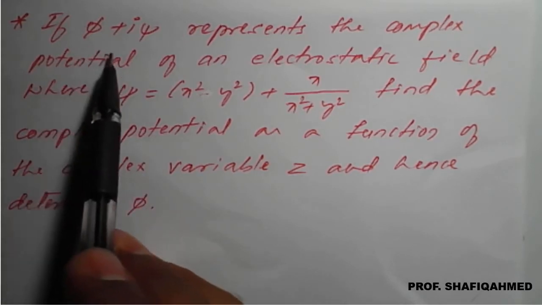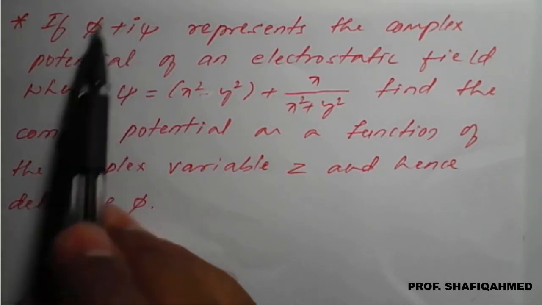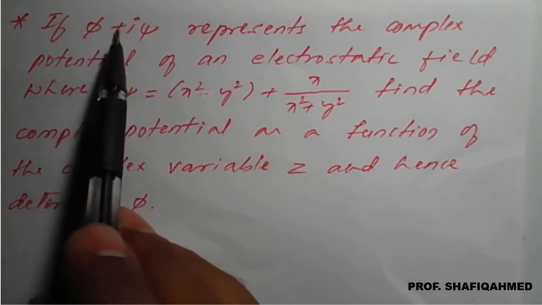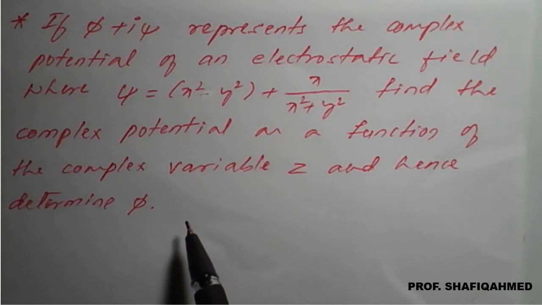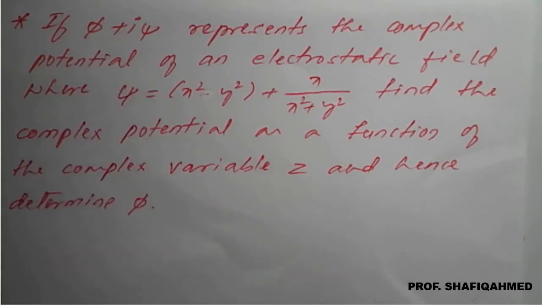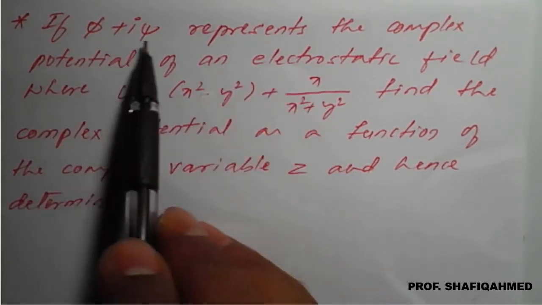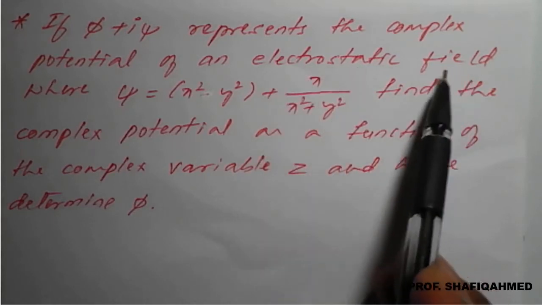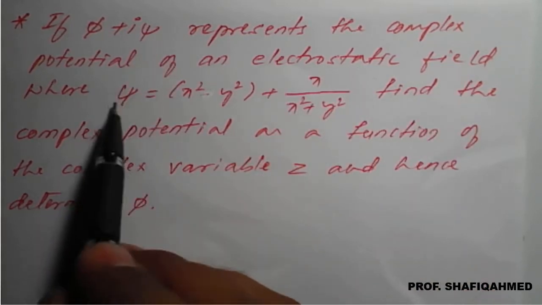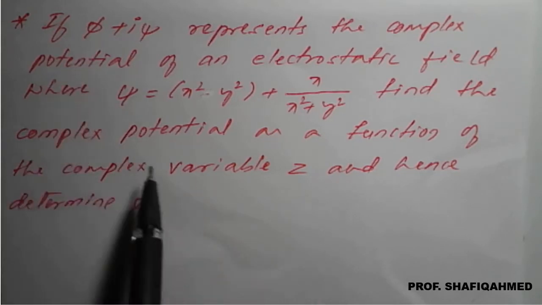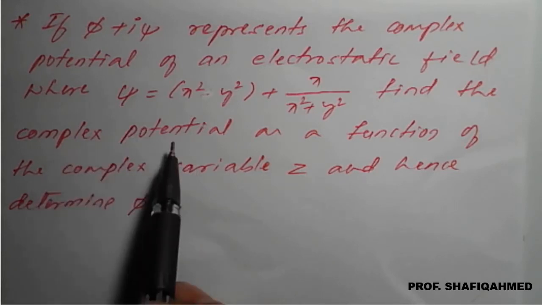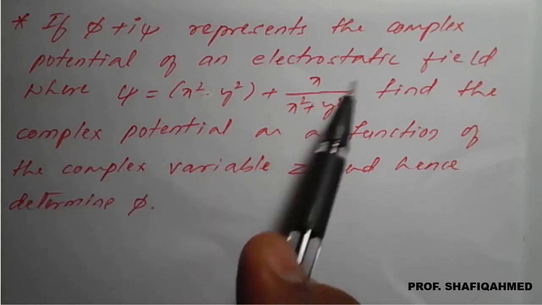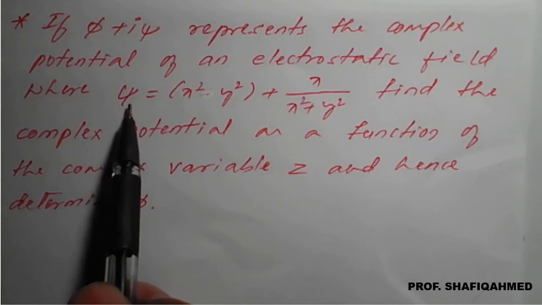In this question, the complex number is given in terms of phi plus i times psi. Here psi is given the name electrostatic field, and phi is nothing but the complex potential. Remember, the complex potential is the real part and the electrostatic field is the imaginary part.